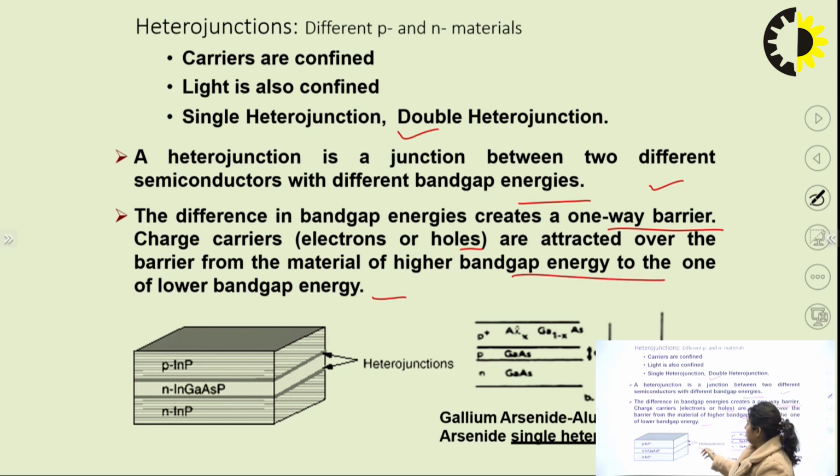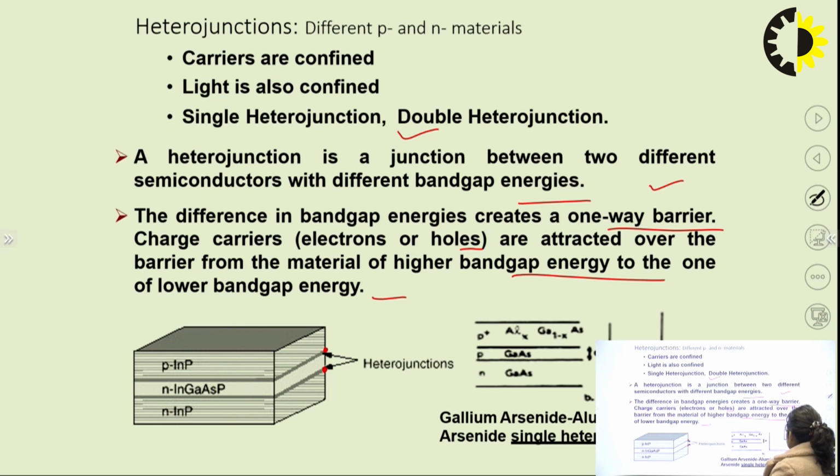If we see the diagram below, we have n type indium phosphide, and on the upper side we have p type indium phosphide, and the active region is made up of n type indium gallium arsenide phosphide. You can see that this is one region and the second is this junction. So there are basically two junctions. One is between p indium phosphide and n indium gallium arsenide phosphide, and another is between n indium gallium arsenide phosphide and n indium phosphide.